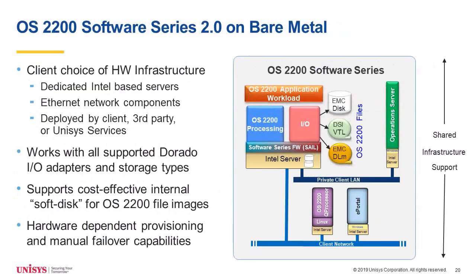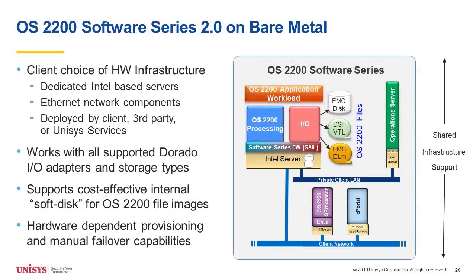Let's look first at OS 2200 software series on bare metal. Again, these are dedicated servers that are required for both the OS 2200 host instance as well as a server for the operations server. They have to be separate in this case because the OS 2200 is a Linux derivative and the operations server runs on Windows.